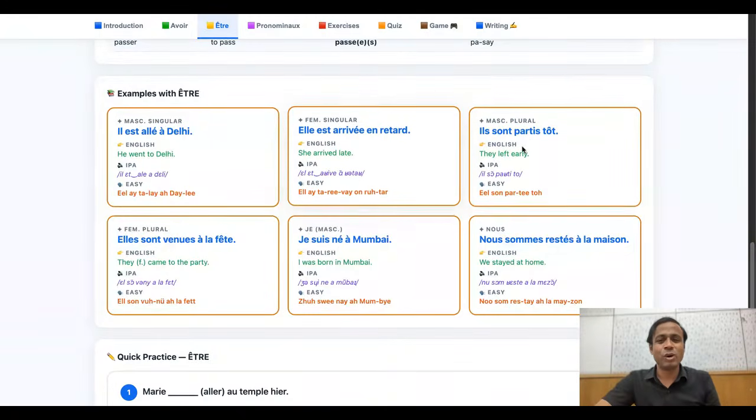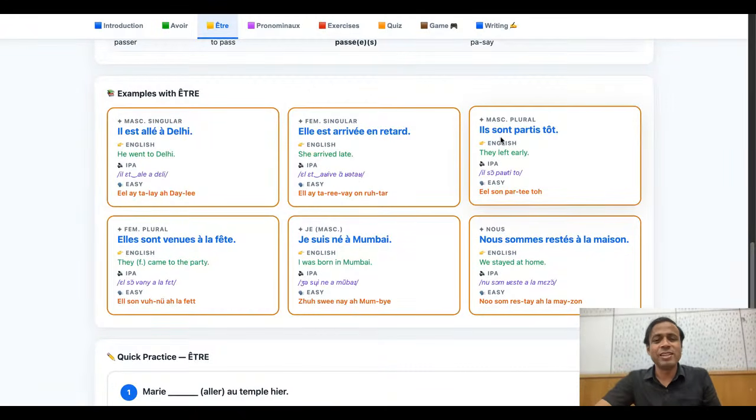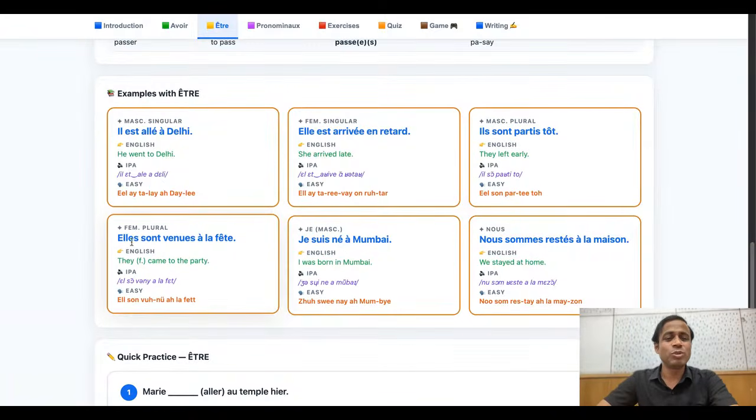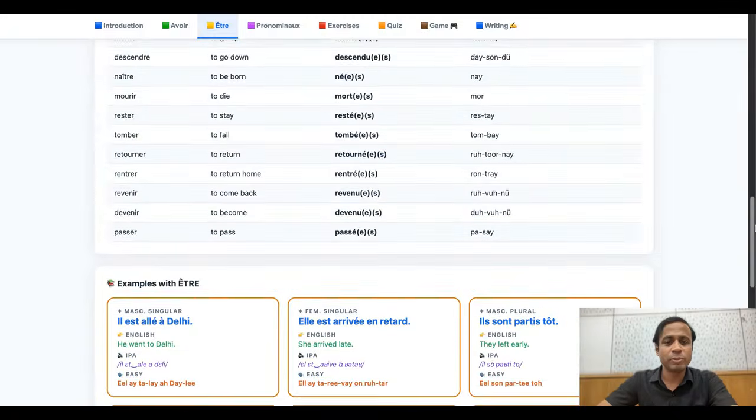Now you see the plural part. Ils sont partis tôt. They left early. Here I have added s because ils is plural. Now you see, elles sont venues à la fête. So elles sont venues, because elles is plural here, we have added extra e plus s. You can see on the top, then you will be able to understand.